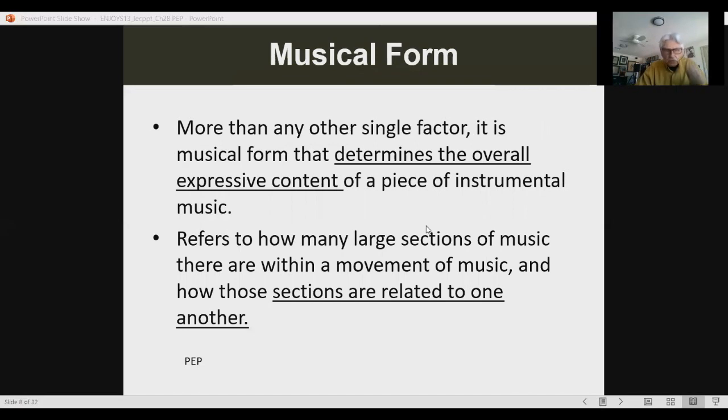So in regards to musical form, right? The form determines the overall expressive content of a piece of instrumental music. And what is that? It's how the sections are related to one another. I always refer to it means the form is the sectional relation.